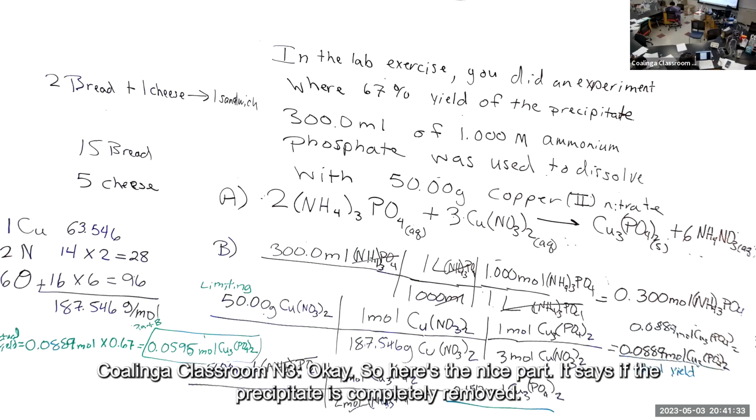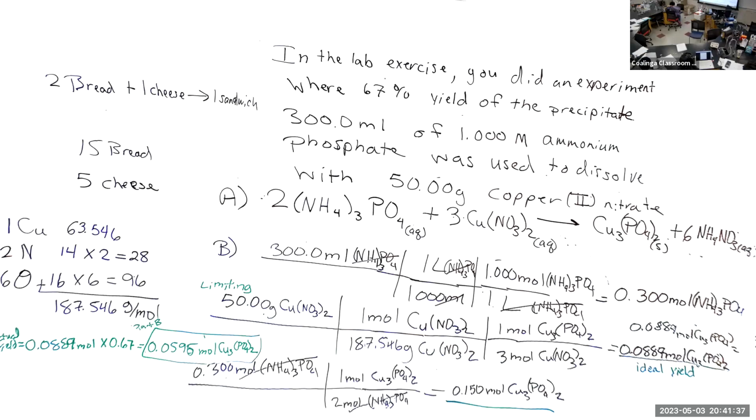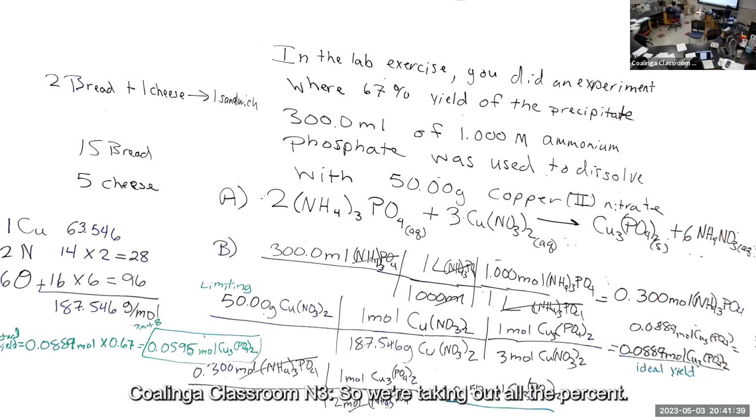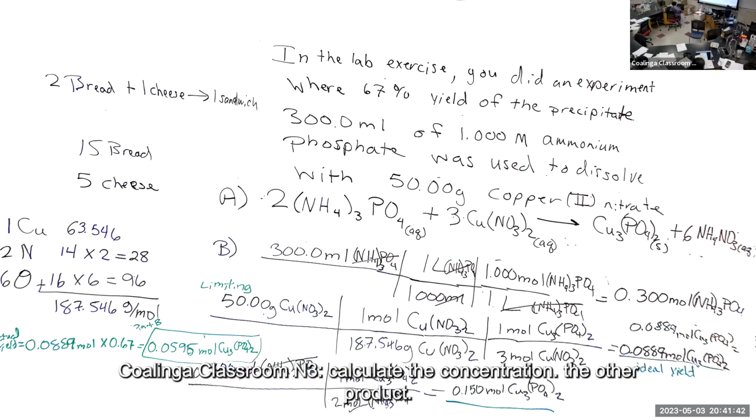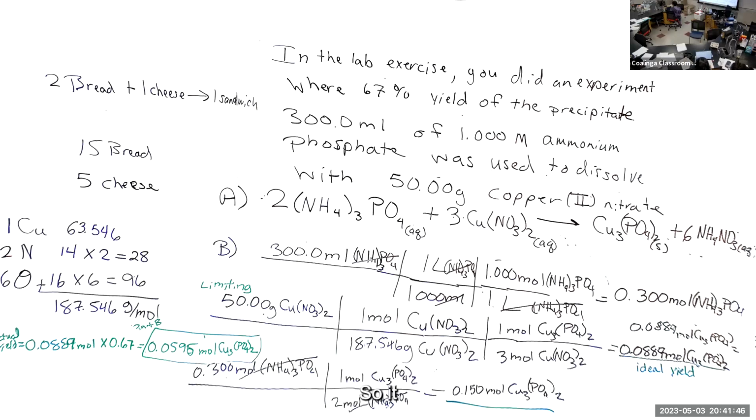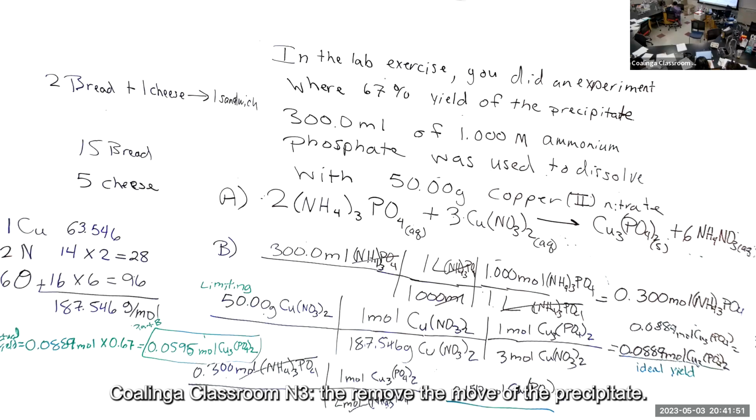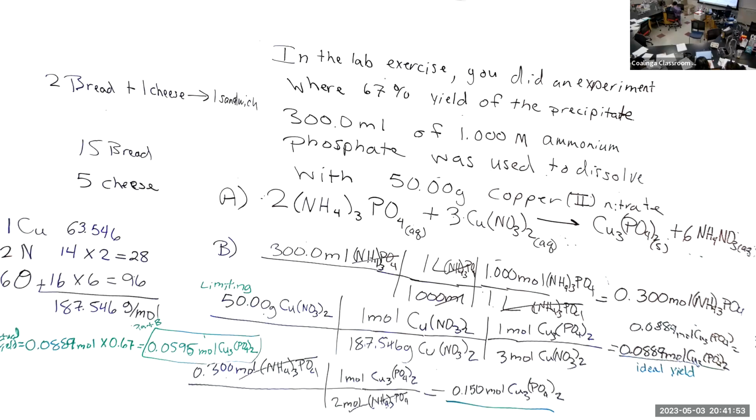Okay, so here's the next part. It says if the precipitate is completely removed, so we're taking out all the precipitate, calculate the concentration of the other product, assuming the removal of the precipitate and the addition of copper nitrate. Okay. So what's left over?